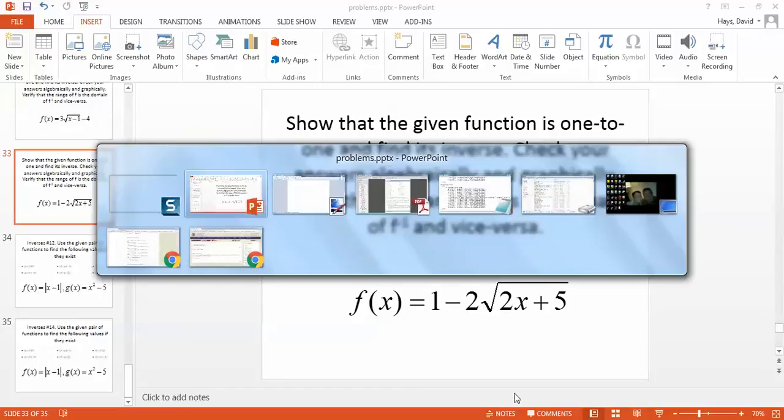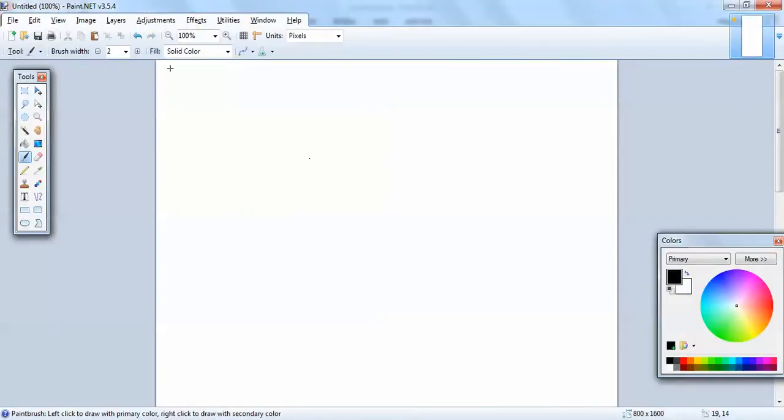Let's take a look at this problem. We've got f of x is equal to 1 minus 2 square root of 2x plus 5. Now first off, let's examine this a little closer. I could factor out the 2 inside the square root, and that would give us x plus 5 halves.